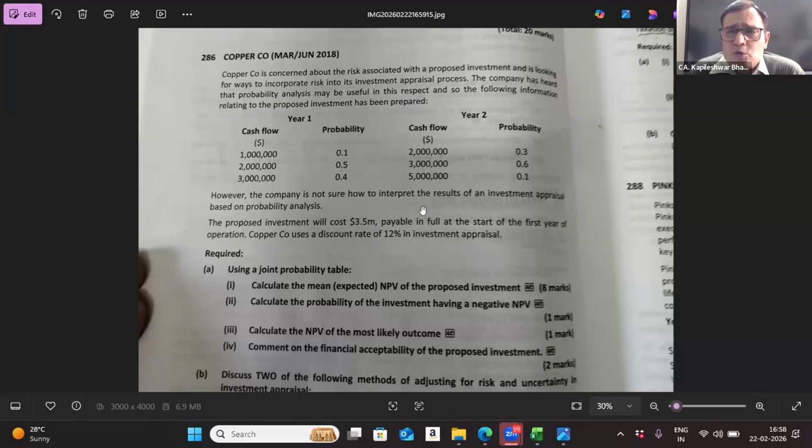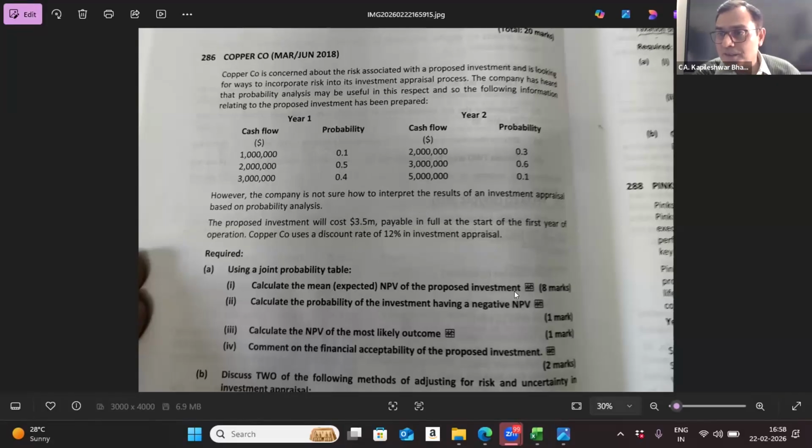So am I supposed to calculate the NPV for all these 9 combinations separately? And then consider the joint probability? Yes, that's what the marks are meant for. So 8 marks means that you are going to calculate 9 NPVs and the joint probabilities of all the NPVs, but then we'll be able to answer the next requirement easily.